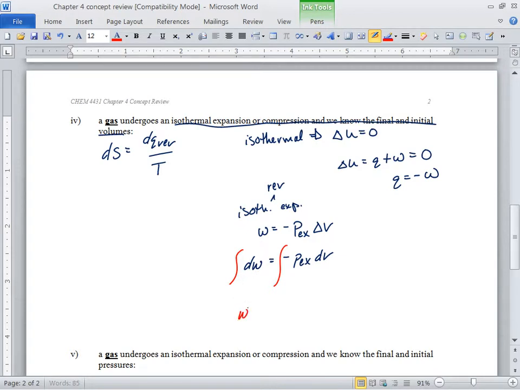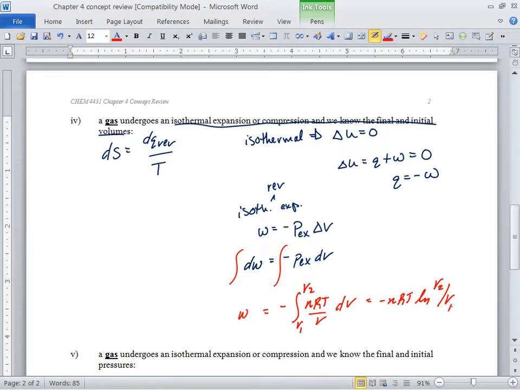So you get your work here, your W, and then negative nRT all over V dV, where you can put your V1 and your V2. You can pull the nRT out because it's supposed to be isothermal. T is a function of V2, so you think you've got to plug it in. No, it's isothermal, so you can pull T out. So there's my W.